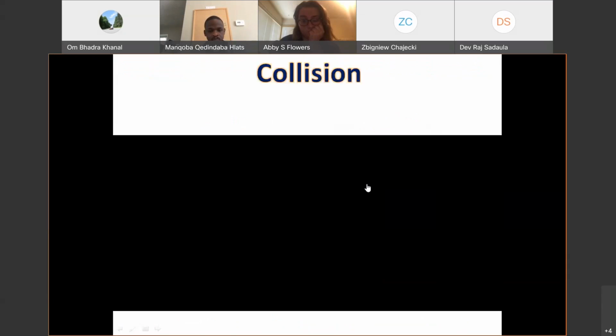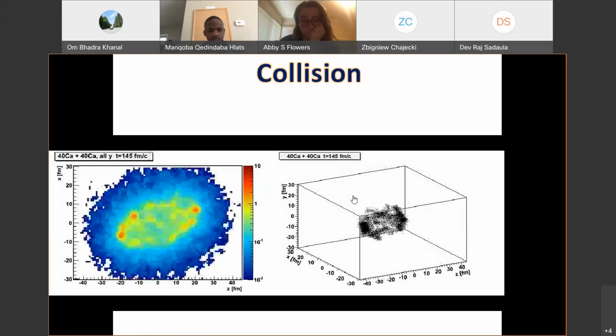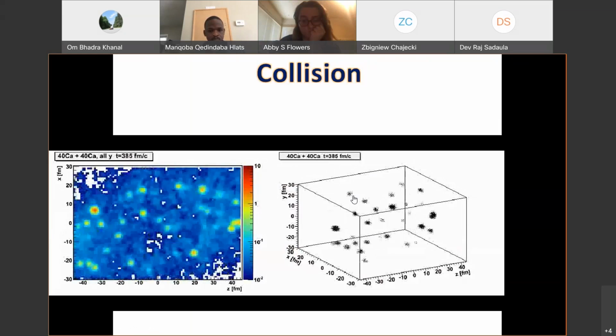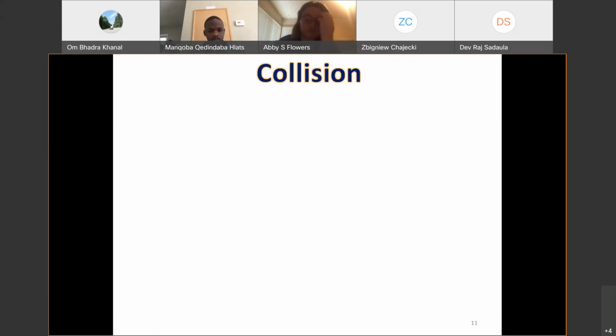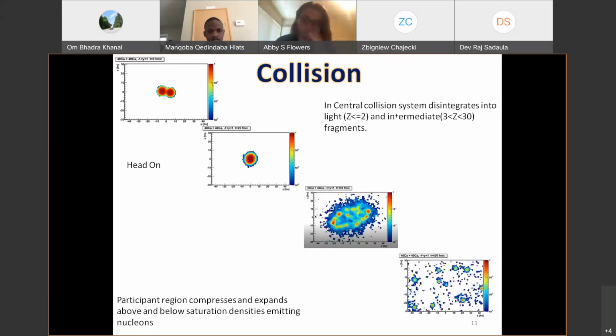So this is the theoretical simulation of the collision. I'll play the video. You can see here how the collision happens and how the fragments are ejected. High energetic particles are ejected first, followed by the low energetic particles. So this is the snapshot of that video.